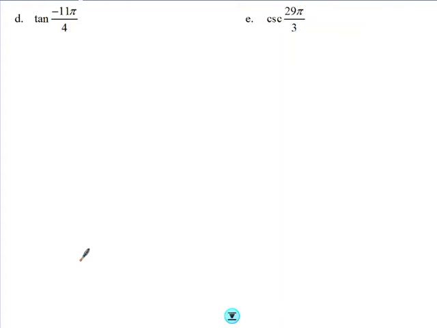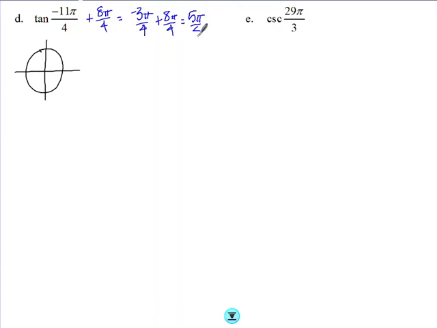Next, we have tangent of negative 11 pi over 4. Well, that is not an angle that's on the unit circle. So let's look at a coterminal angle. If we have negative 11 pi over 4 plus 8 pi over 4, we get negative 3 pi over 4. And then if we add 8 pi over 4 again, we get 5 pi over 4, which is on the unit circle. 5 pi over 4 is here.